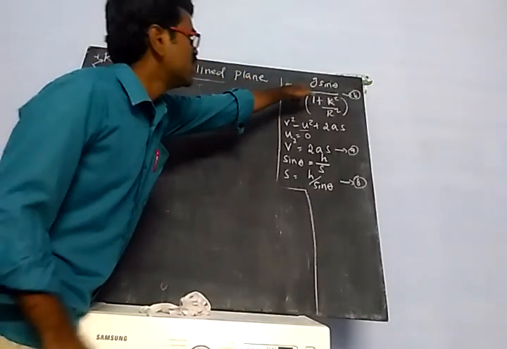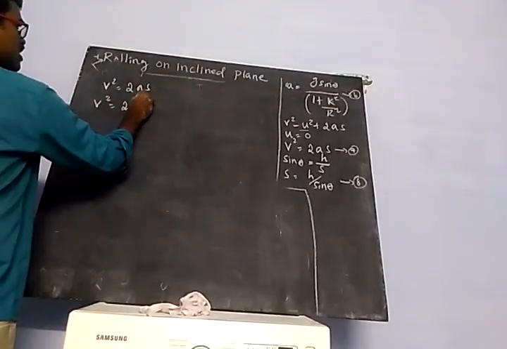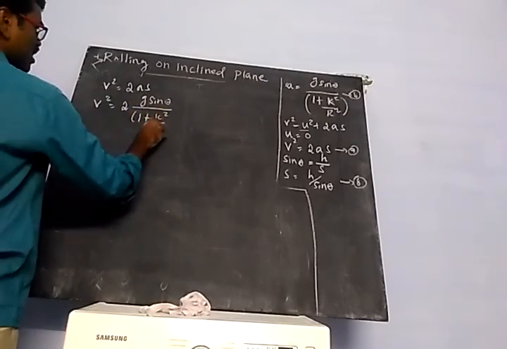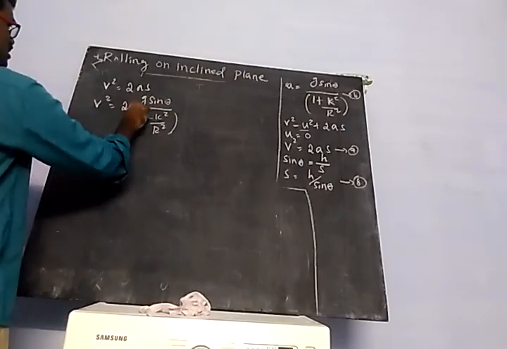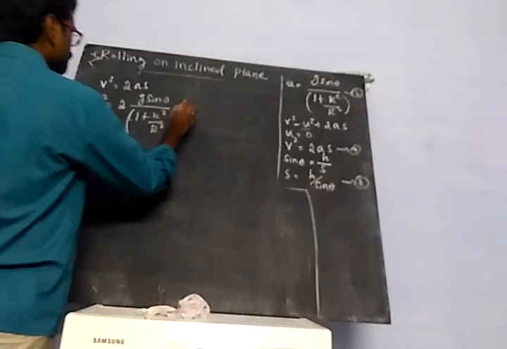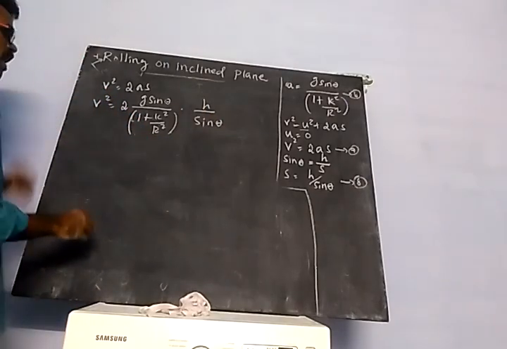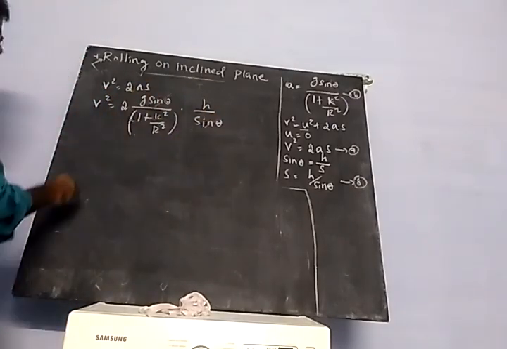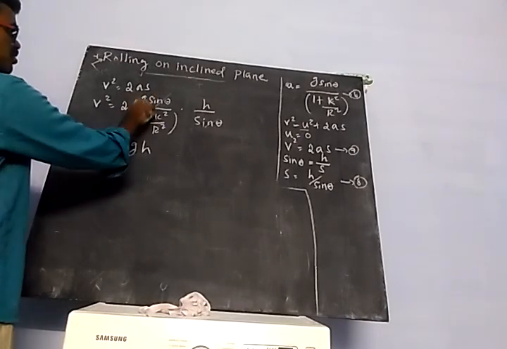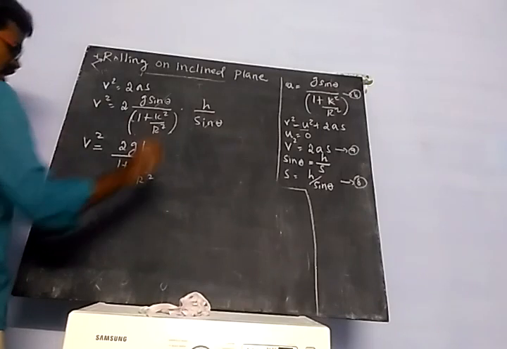What is the a value? The a value is equal to g sin theta by 1 plus k squared by r squared. So v squared is equal to 2 into g sin theta divided by 1 plus k squared by r squared, into s. What is the s value? s equal to h by sin theta. So sin theta and sin theta cancel, and we get v squared is equal to 2gh divided by 1 plus k squared by r squared.